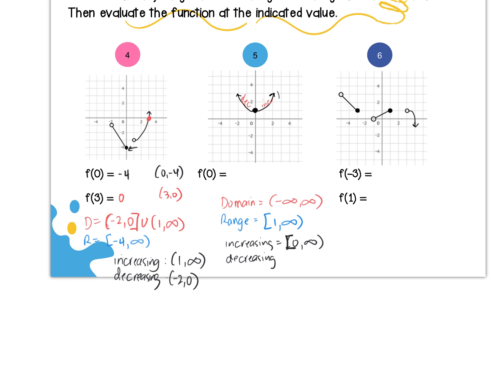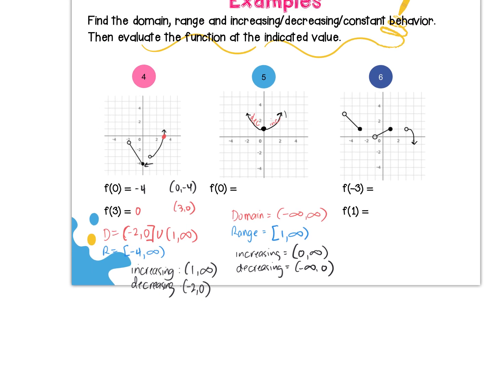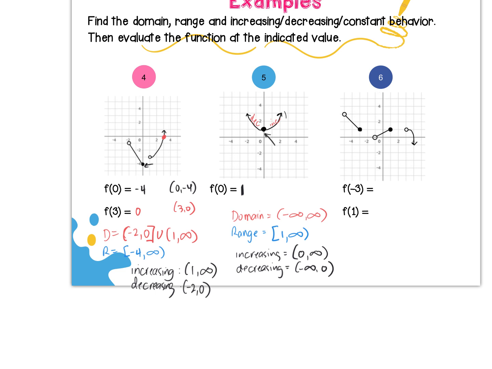Oh, no. And increasing and decreasing, we don't do brackets. Sorry about that. So from 0 to infinity. And then this one is decreasing from negative infinity to 0. Okay, so it's domain, range, increasing and decreasing, and then f of 0, what is the value of the function when x is 0? It is 1. Notice this ordered pair here at 0, 1. Okay, so when my input is 0, my output is 1.